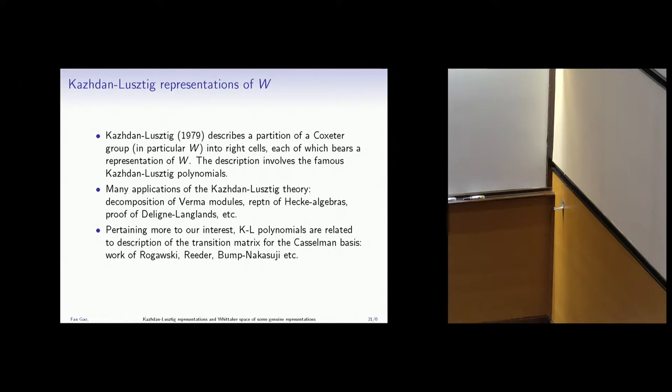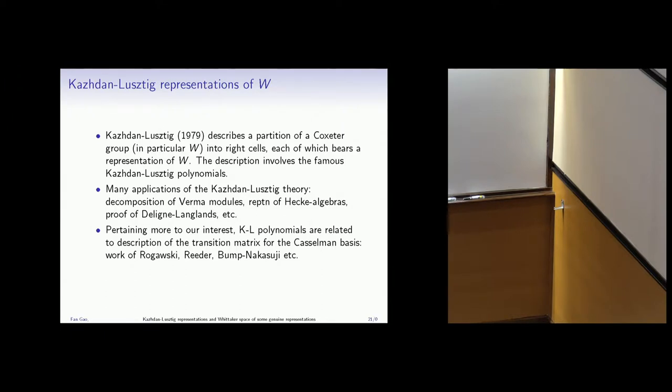The way of partitioning comes from considering the Kazhdan-Lusztig polynomial. Roughly speaking, they use this polynomial to measure how close two Weyl elements are. If they are close enough, you put them in the same cell. For instance, the trivial Weyl element and the longest one are too far away from each other. There's no way you can put them together when you look at the Kazhdan-Lusztig polynomial. There are various applications of this Kazhdan-Lusztig theory, as some of our experts might know better. Also, recently in the work of, for instance, Bump and Nakasuji, they show this Kazhdan-Lusztig polynomial appears in describing certain transition matrices from the standard basis to the Casselman basis when considering Iwahori-fixed representations.